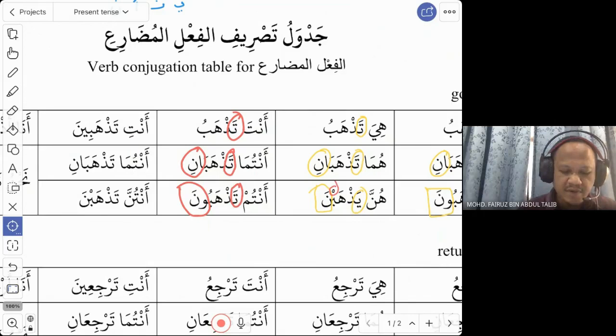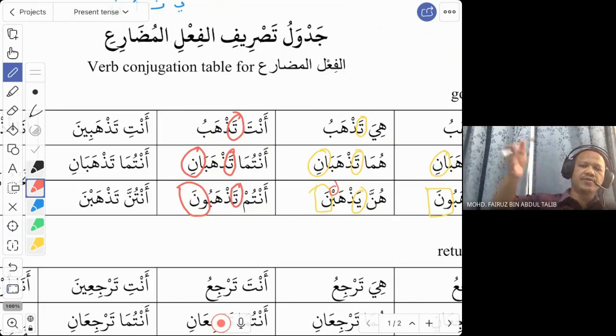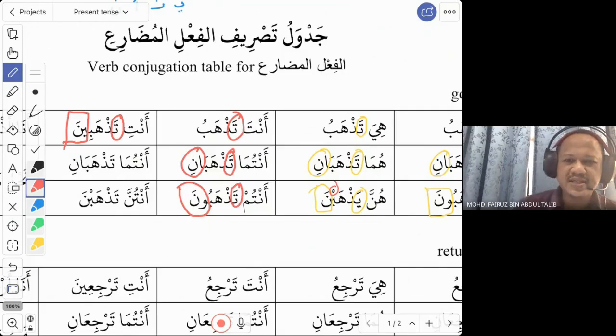Anti, okay, what about anti? You want to use it for you, female. For anti, we use ta again, but in the end you use alif, ya and nun. So we say tazhabina. Anti tazhabina ilal jami'ah. You are going to the jami'ah, to the university. Okay, so anti tazhabina.